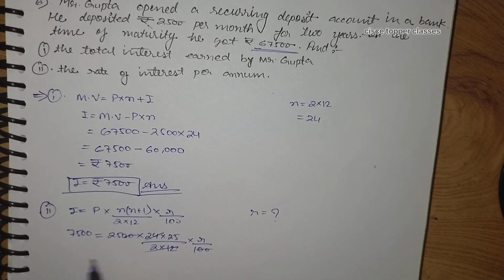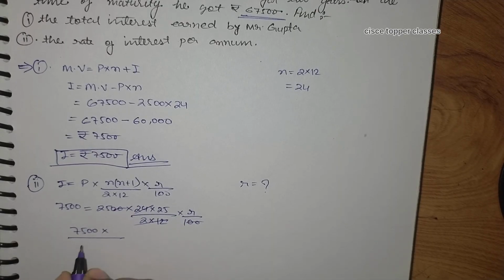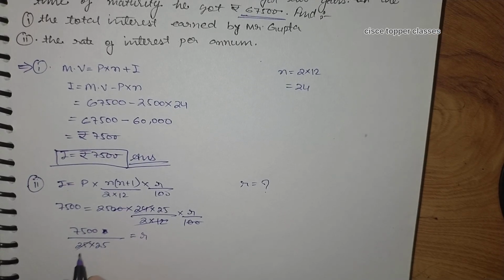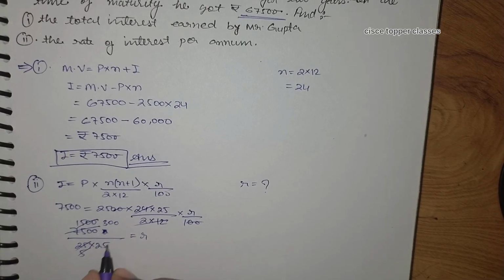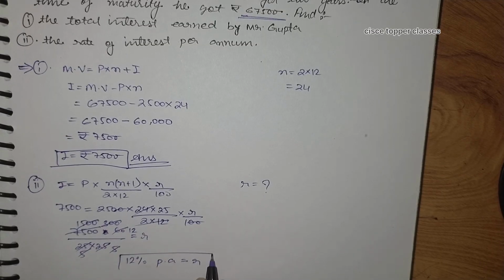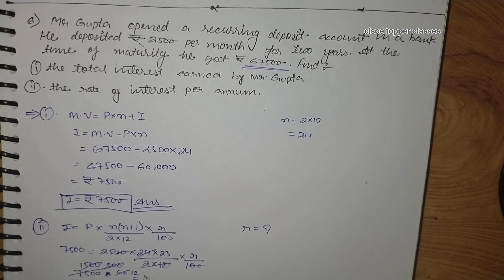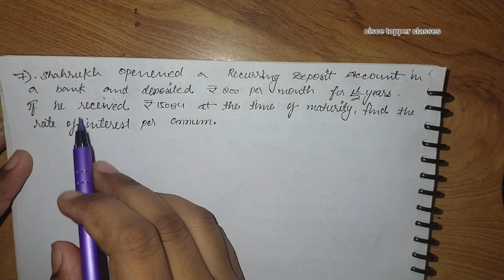0 will be cancelled out, 24 will be cancelled out. Here we will get 7,500 divided by 25. Sorry, this is not multiply here, this is divided by 25 into 25. So here we will cancel out by 5, 25, 1500, again 300, then here also 5, 60, again 5, 12. So 12% per annum is the rate of interest. This is the answer of the second part here, and this is the solution of question number 6, first and second part. This is the answer of first and this is the answer of second part. Let us solve question number 7.